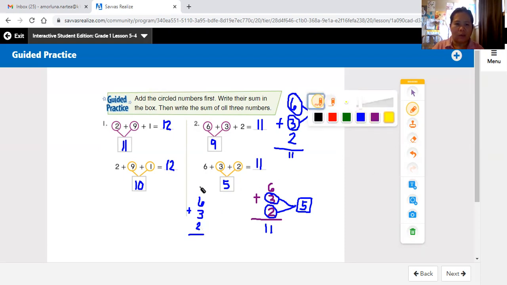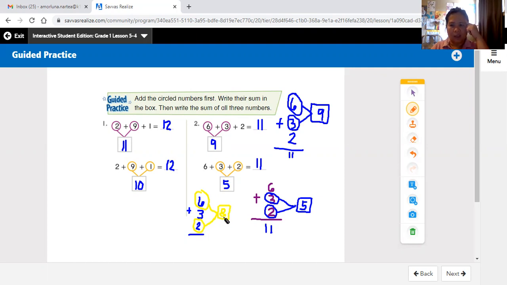If you want to try yourself, to challenge yourself, circle the first two numbers. You can try the 6 and the 2. What is the sum of 6 and 2? Write the sum here first. That is 8 plus 3, one of the addends of 3 numbers. 8, 9, 10, 11. Still the answer is 11.